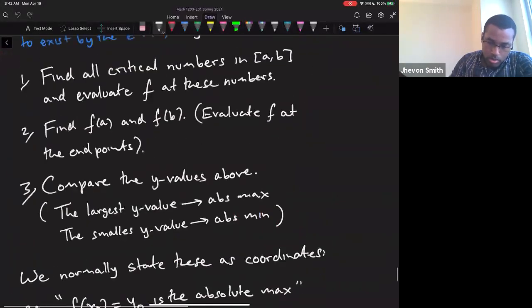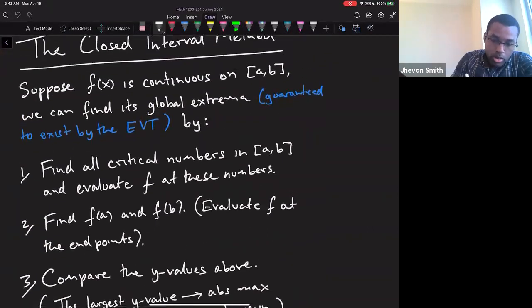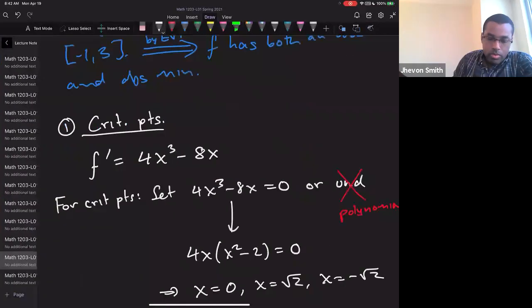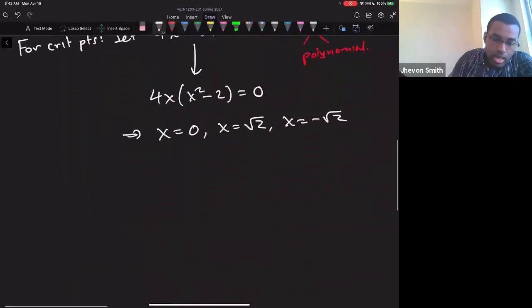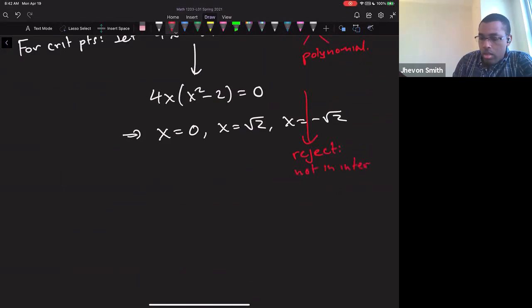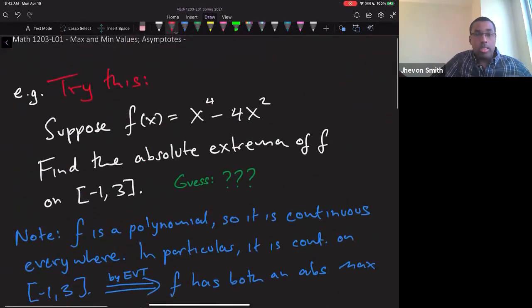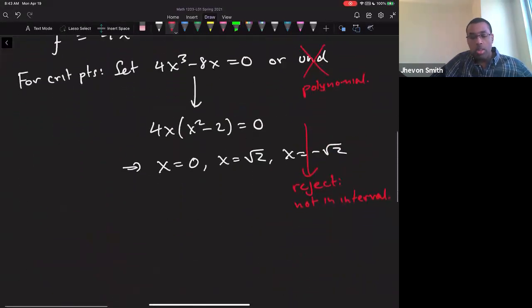Let me mention, I'm pretty sure: find all critical numbers in the interval. So you'll notice that this one is not in the interval. Radical 2 is like 1.4-ish. Negative 1.4 is outside that interval, because negative 1 is the smallest value there. 3 is larger than radical 2. It's also larger than 0. 0 and radical 2 fall into that interval. So those are the ones I would test.